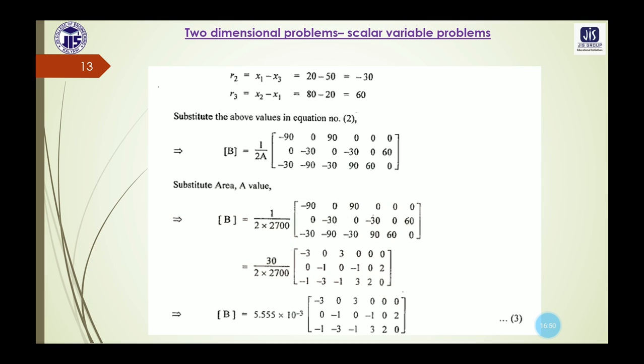Next, if we substitute the values of all these parameters in the B matrix, then we are getting the value of the B matrix like this. Now we need to put the value of the area of the triangular element also. So finally we are getting the value of the B matrix as equation number 3 here. First we have calculated the area of the element, then we have calculated the B matrix.